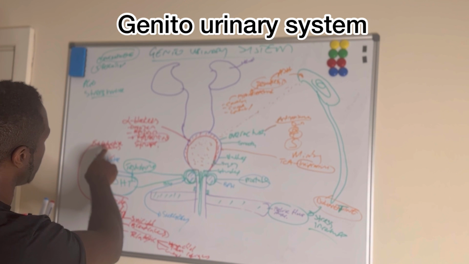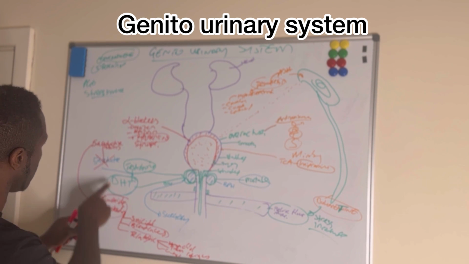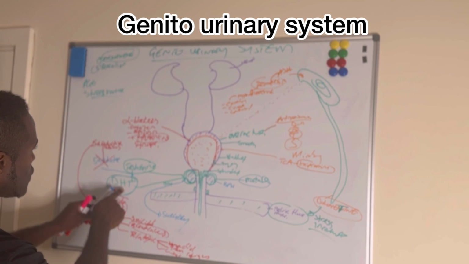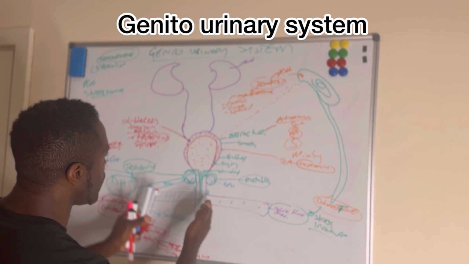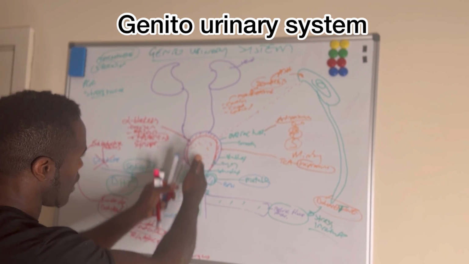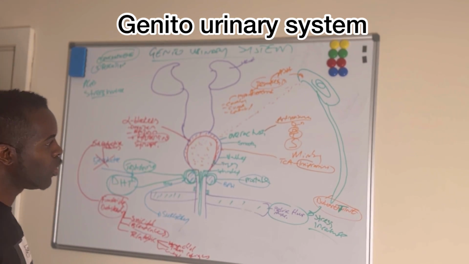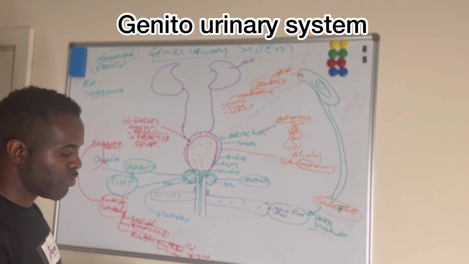So we're going to use 5-alpha reductase inhibitors. These drugs are going to stop this from converting to this. Then that's going to stop this from growing. And if we stop this from growing, the urethra tends to be bigger. And if it's bigger, then you might have more urine flow. So that's preventing urinary retention.